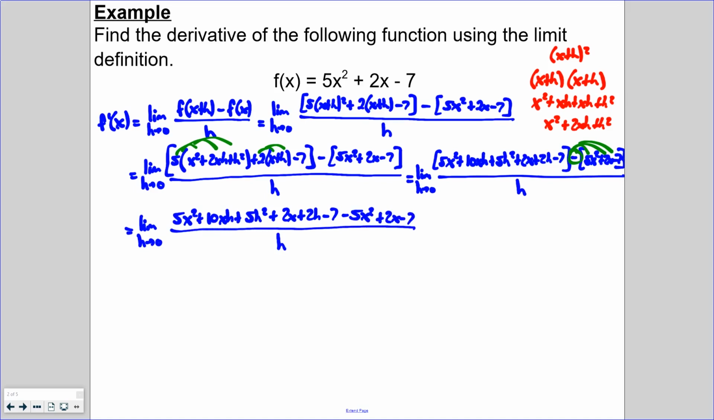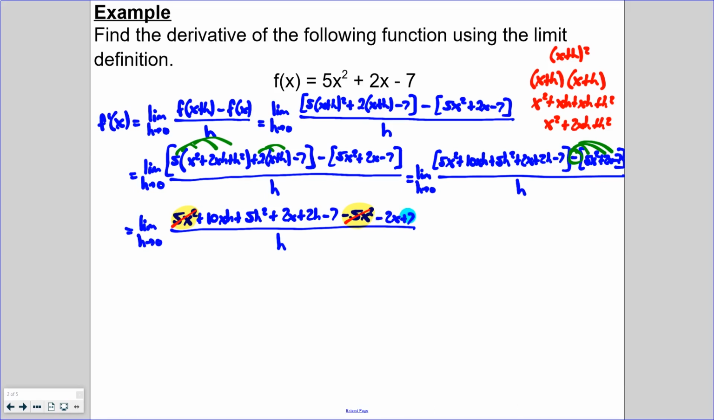Then from here we can combine like terms. We can see that we have a 5x squared and a negative 5x squared, so those are gone. Let's see what else we have. And I realize I just made a mistake because I just said we were going to distribute the negative, but I actually didn't distribute to all the terms, so please don't make that same mistake. So this should really be negative 5x squared minus 2x and plus 7.